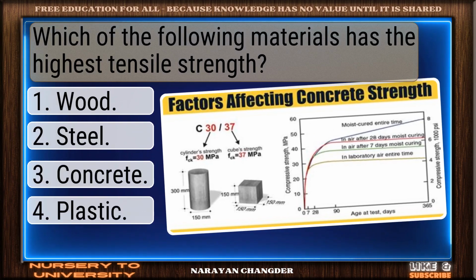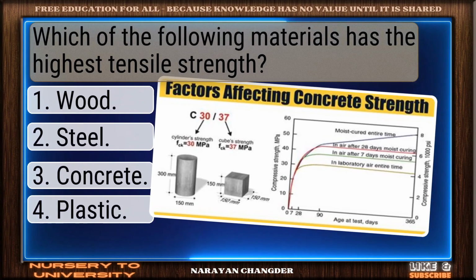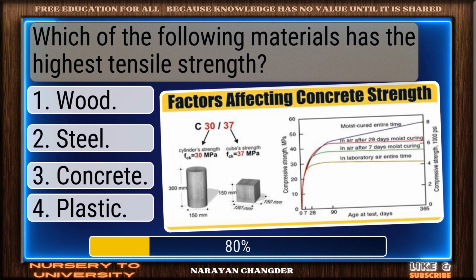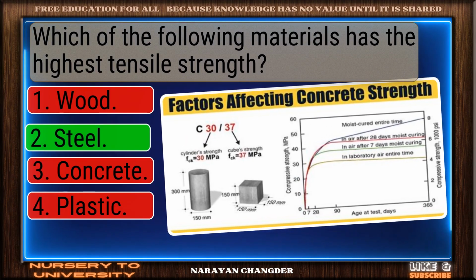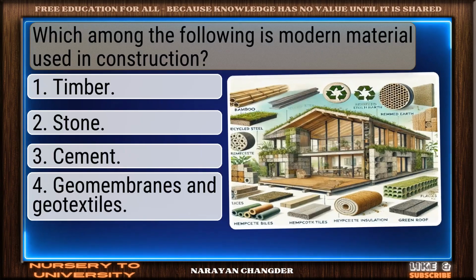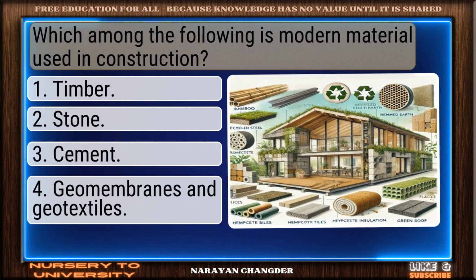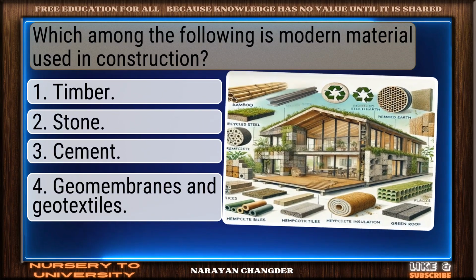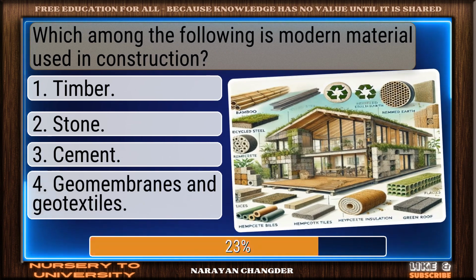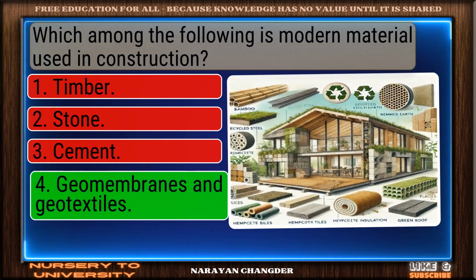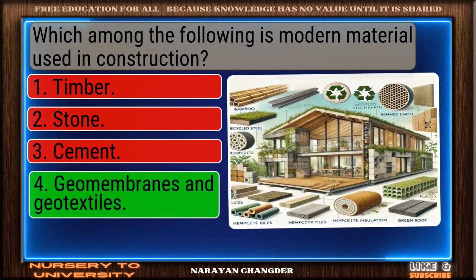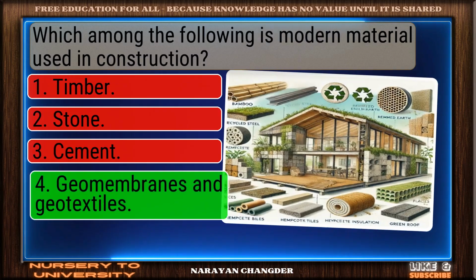Which of the following materials has the highest tensile strength? Smart move. Steel is an accurate answer. Which among the following is a modern material used in construction? Smart pick. Geomembranes and geotextiles is the correct choice.